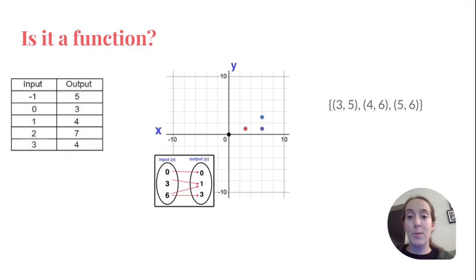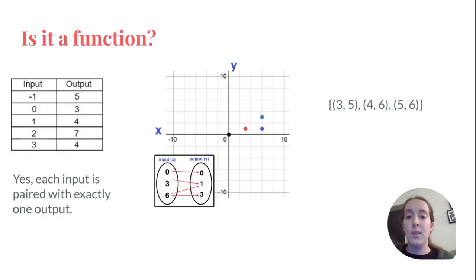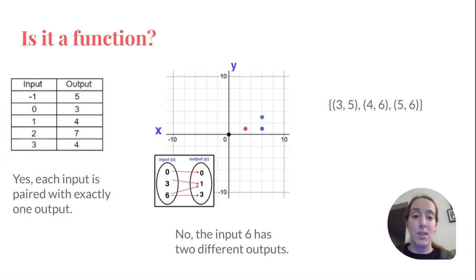So let's take a look at some examples and decide if they're functions. In this table, every input has exactly one output, so that's a function. In this coordinate plane and mapping diagram, we can see that the input 6 is paired with two different outputs. In the graph, we can see that when your x value is 6, your y value could be 1 or 3. That's like pressing a button on a vending machine, and sometimes you get chips and sometimes you get a chocolate bar. That's not a function.